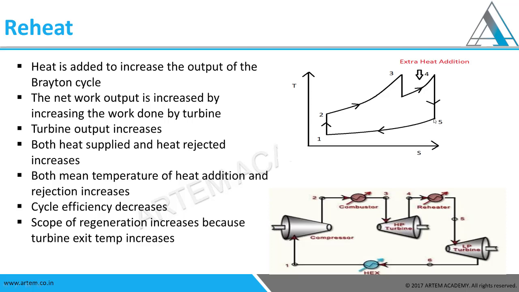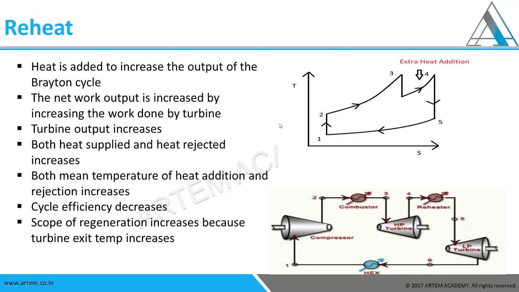Both the mean temperature of heat addition and heat rejection increase. Because in the process 2 to 3, our mean would be at some place here, but because of this more heat, it would come a little above. While in the rejection process, we can see 5 to 1. If this process would not have been there, this process would have been here, so the mean would have been somewhere here. But because of this, the mean has increased a little bit. Cycle efficiency decreases in this case also because we have to give extra heat, and that increases the denominator, and that's why cycle efficiency decreases.